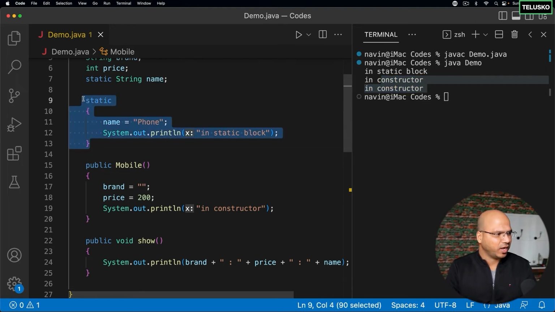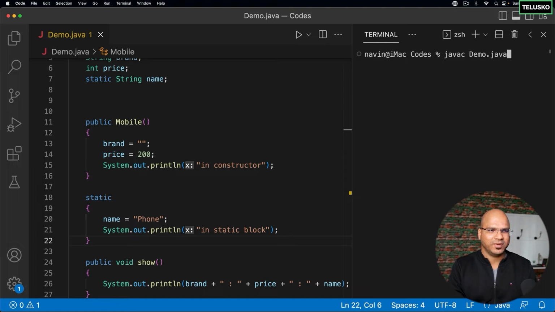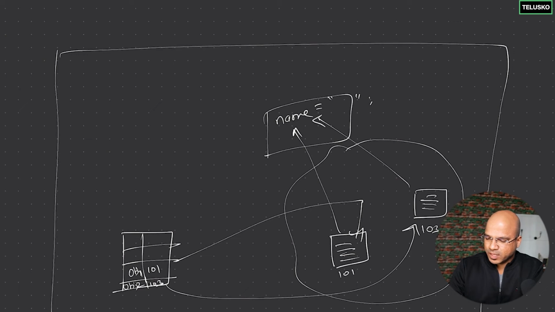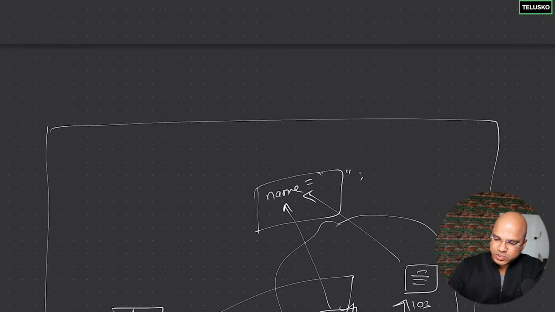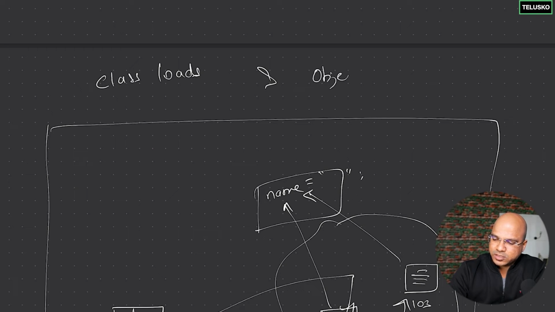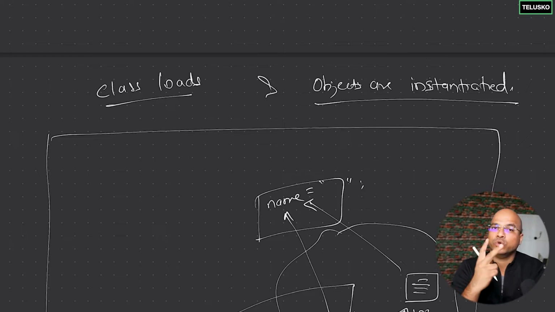Is it the sequence? Let's try. Let me put this after the constructor. Let's see if this makes any sense. Anyway, Java does not follow the sequence, but just to confirm, you can see the static block is still getting called first. To understand that, let's go to the diagram here. See what happens, there are 2 words and we only focus on one word. Every time you get the object, there are 2 steps. One, your class loads, and then your object gets instantiated. So there are 2 steps every time you create the object.